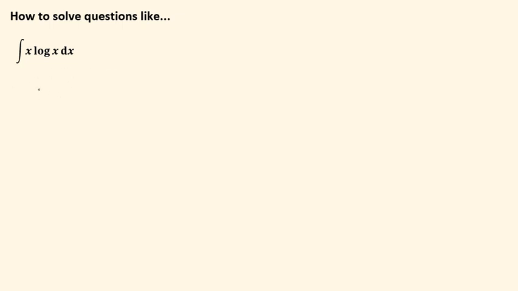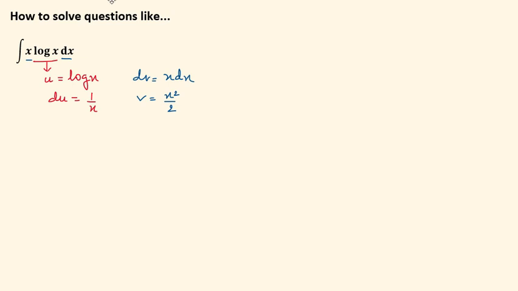For integration by parts, we have to identify two parts of the question: the u part and the v part. The u part is to be differentiated and the v part is to be integrated. So in this question, I think we should integrate x dx and differentiate log x. So log x should be our u. If u equals log x, then du is 1 over x. And if dv is our x dx, then our v is x square over 2.